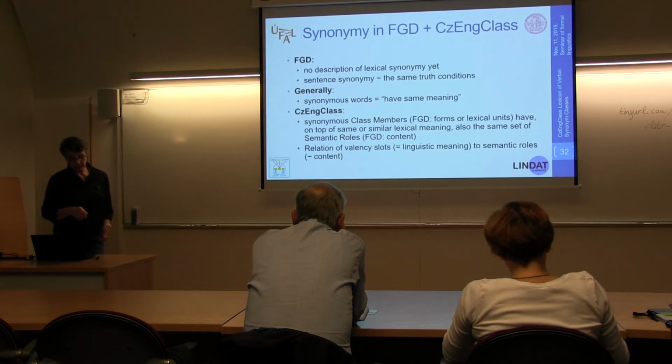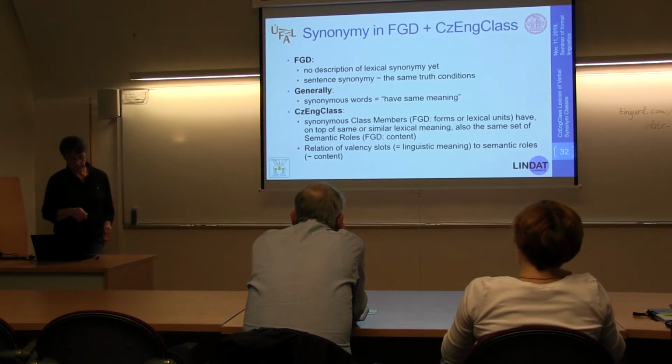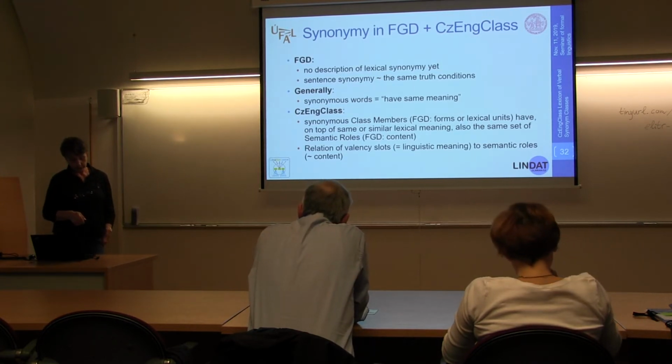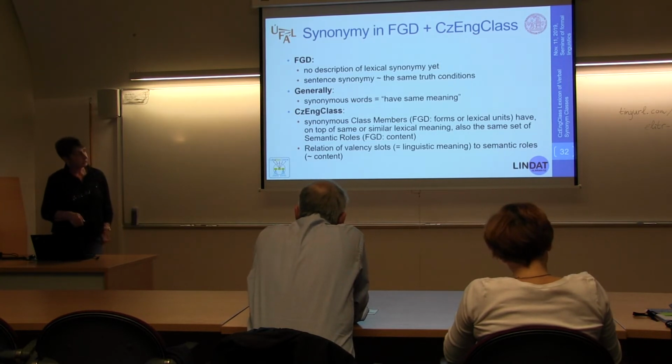What about synonymy? How is the approach of the theory to synonymy? So far, there was no description of lexical synonymy. The FGD was dealing with sentence synonymy, and the criterion for this was truth conditions of the sentences. In general, you know that two synonymous words or verbs are those that have the same, or we say similar meaning.